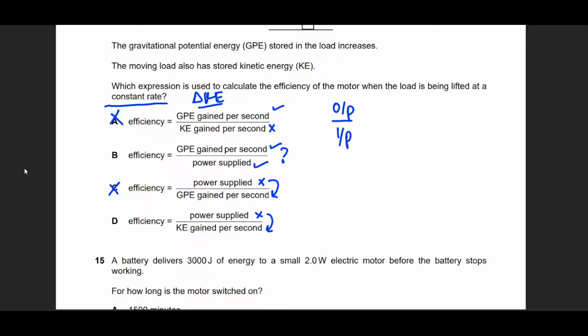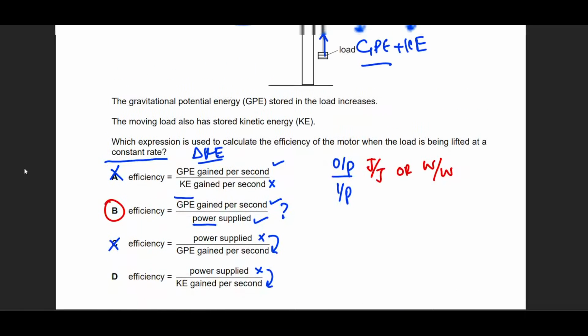Now, what's with this? We are dealing with power, but we're talking about gravitational potential energy. In efficiency, we understand that it should be joules divided by joules, or it could be watts divided by watts. The unit should be the same for the efficiency formula to work. But how can we say that this option is right? Although this is the right answer, how can we say that?